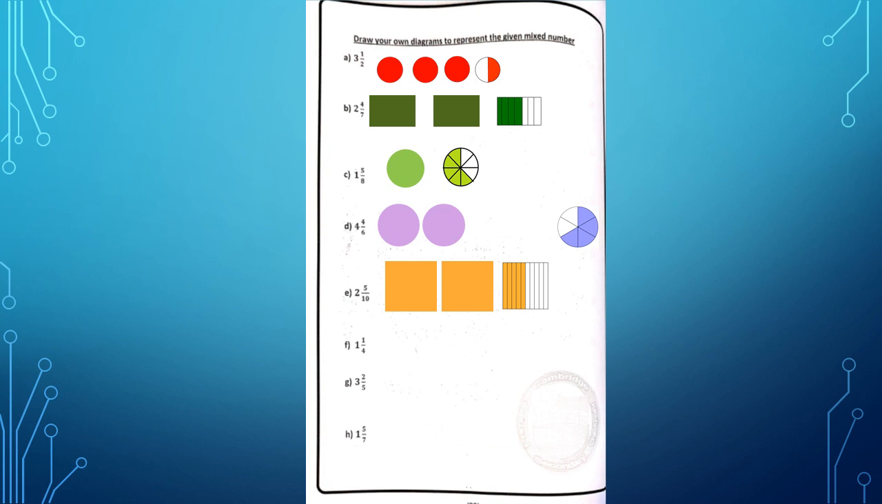2 and 4/7. So I have 2 shapes completely shaded, and the third one divided into 7 equal parts. I have to shade 4 of them. That's it. Thank you.